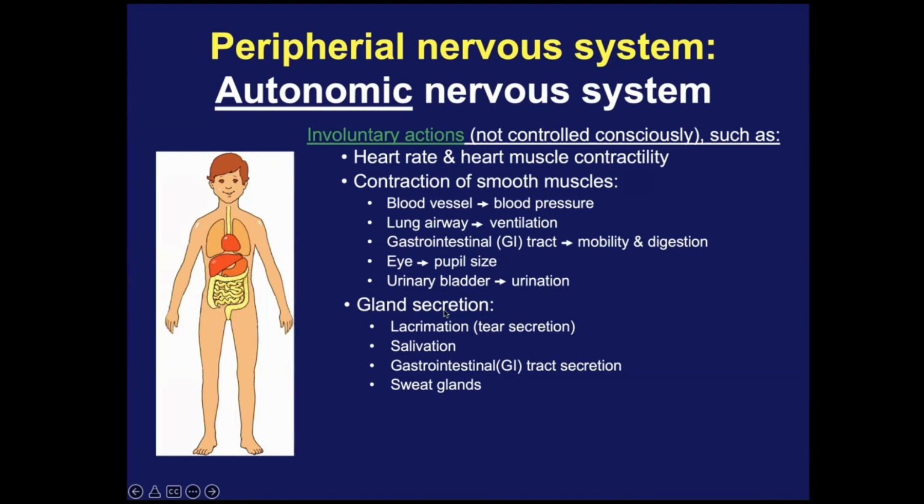The gland secretion in the human body is also controlled by the autonomic nervous system. For example, lacrimation, which means tear secretion that occurs when people get emotional, and salivation when people eat a meal, and the secretion in the GI tract is also controlled by the autonomic nervous system. And this secretion is important for the chemical digestion of the food.